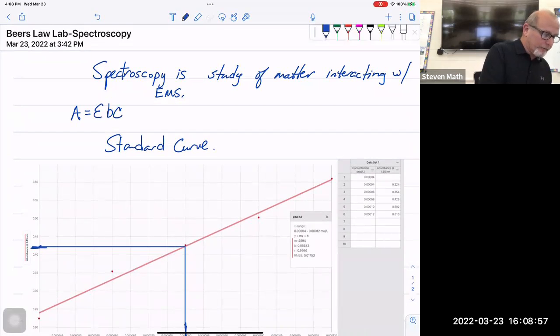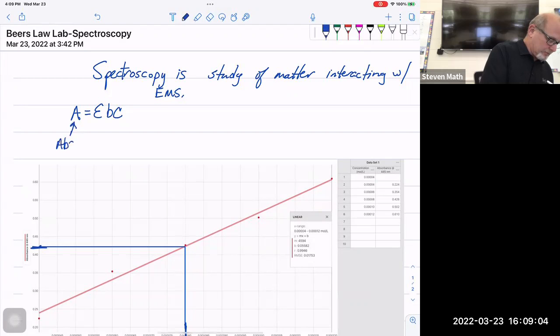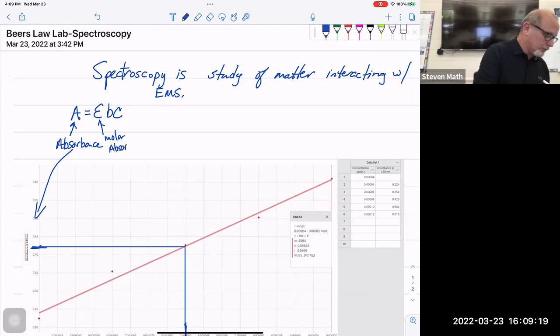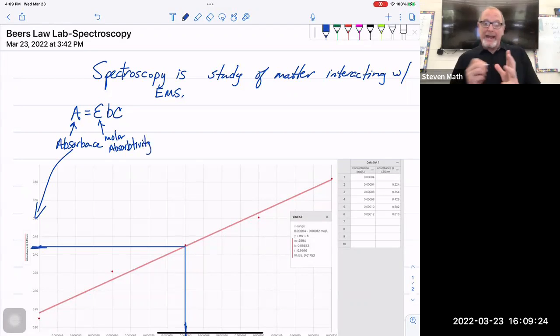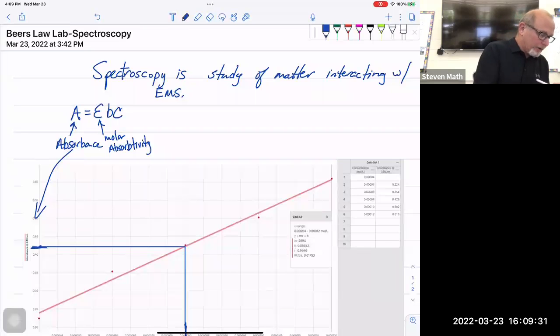These all have different players. A is going to be my absorbance. That's just what I measured on the y-axis. E is going to be the molar absorptivity. It's how well a substance, a solution, interacts with light at a certain wavelength. We don't really need to worry too much about that.